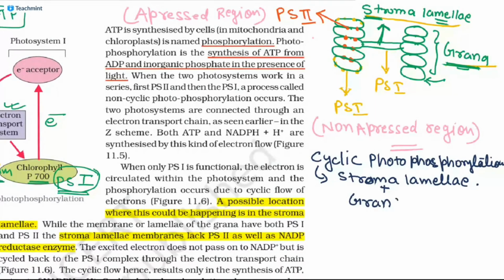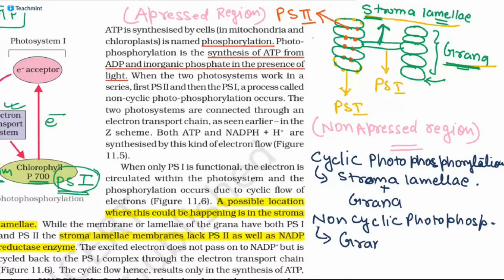Now, if I ask you where non-cyclic photophosphorylation will take place? Appressed region. See, when you are telling that, it will require both PS1 and PS2, no? Yes. Non-cyclic photophosphorylation needs both PS2 and PS1. So now you don't say appressed or non-appressed. You simply say grana because it will require both appressed and non-appressed regions. So non-cyclic photophosphorylation takes place in grana only, not in stroma lamellae. But cyclic can take place in grana also and in the stroma lamellae also. Understood? This point is 100% clear.